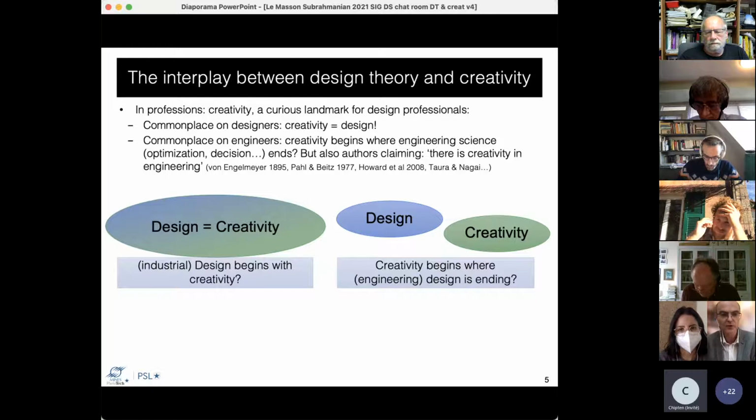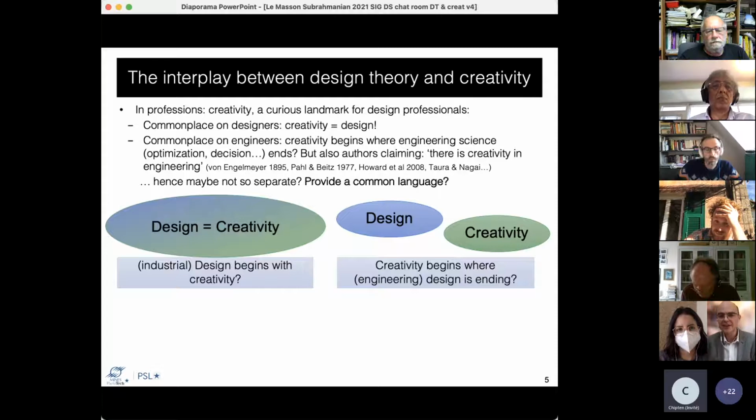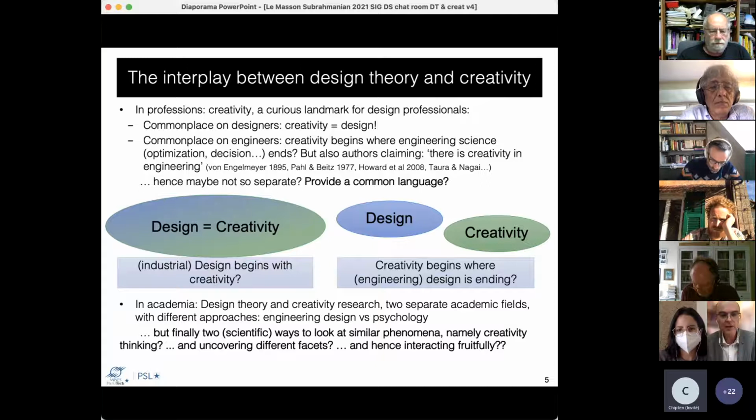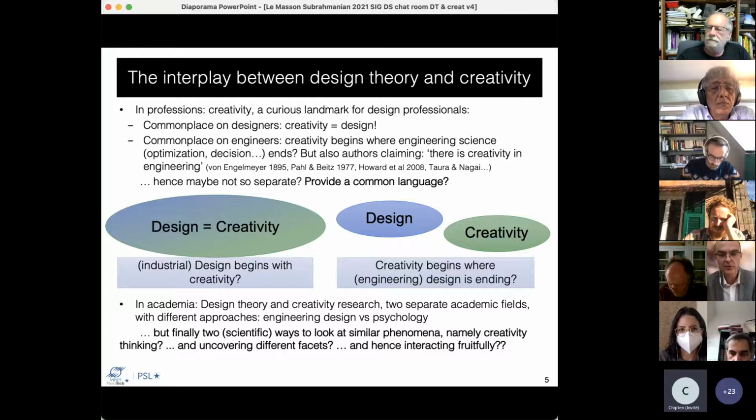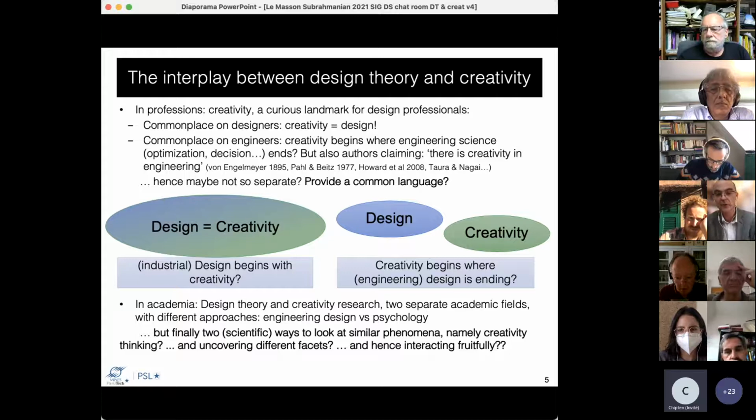The relationship between creativity and design is strange, and we could hope that the role of design theory is maybe to provide a common language to all these professionals. The second point that pushed us to discuss creativity is that this is an interesting phenomenon that is addressed by several disciplines, in particular creativity research, but these disciplines fit in different academic fields. Design theory is more in engineering design, whereas creativity research is much more in psychology. This means that on this phenomenon there are different lights or different perspectives, and it could be interesting to see how these different perspectives could combine and maybe help to uncover interesting facets.